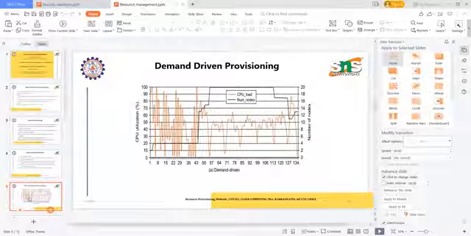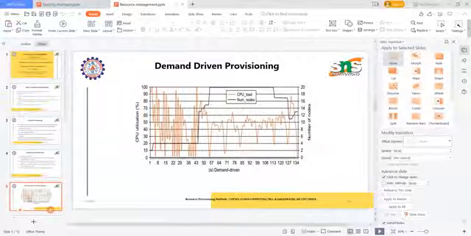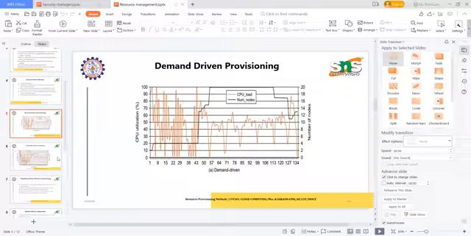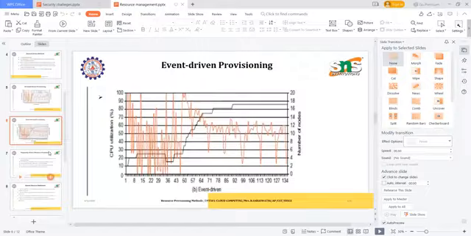This is an example diagram of a demand-driven provisioning method. The demand-driven provisioning method is measured based on the number of nodes and CPU utilization. This is an event-driven provisioning method. The event-driven provisioning method is calculated based on the number of nodes and CPU utilization of the nodes which are used by the user.